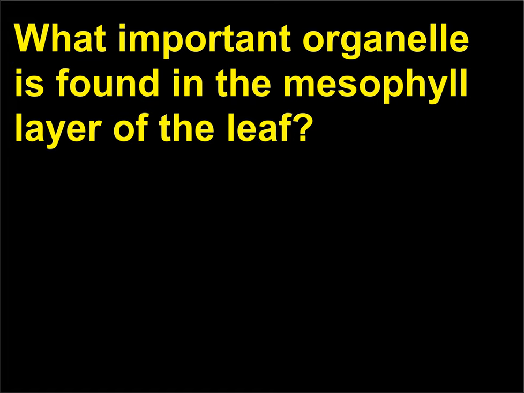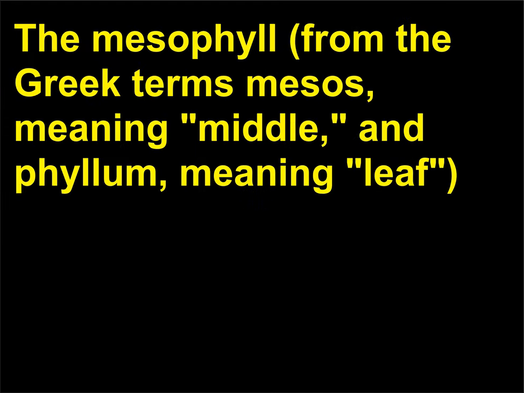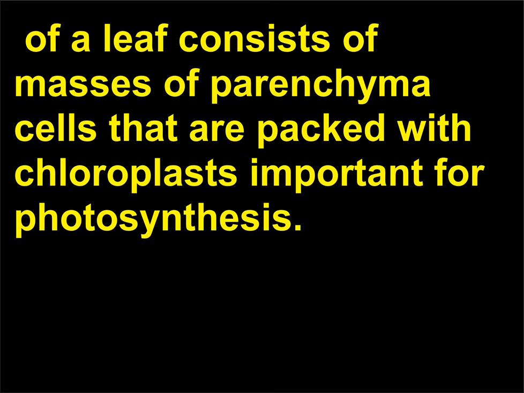What important organelle is found in the mesophyll layer of the leaf? The mesophyll, from the Greek terms mesos, meaning middle, and phyllum, meaning leaf, of a leaf consists of masses of parenchyma cells that are packed with chloroplasts important for photosynthesis.